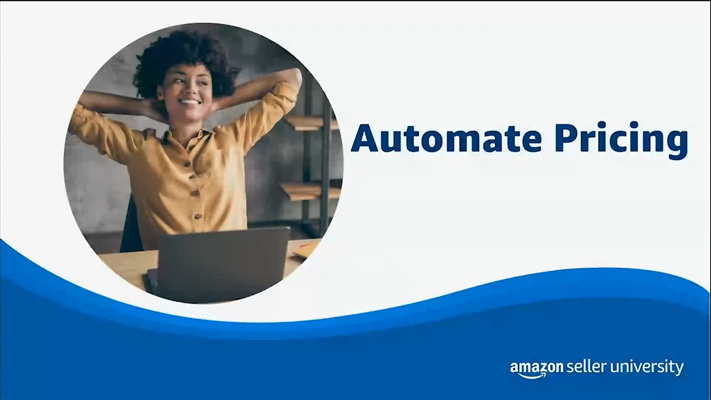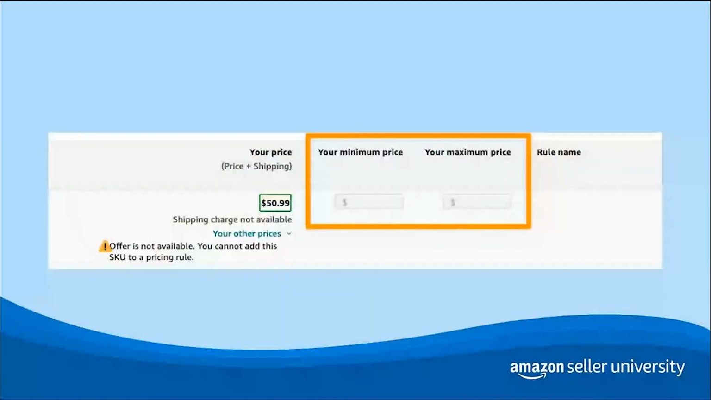Like we mentioned, one of the key factors in earning featured offer placement is a competitive price. Keeping your prices updated manually can be time consuming, and so we recommend using Automate Pricing to save time and stay competitive. You can use Automate Pricing to automatically adjust prices on SKUs in your catalog.